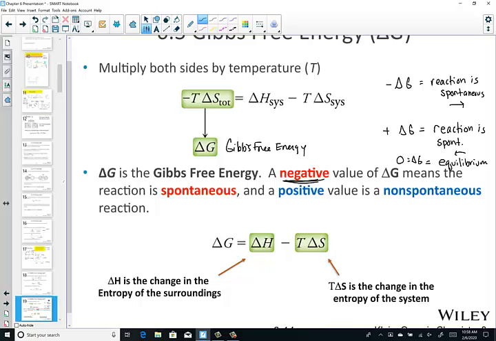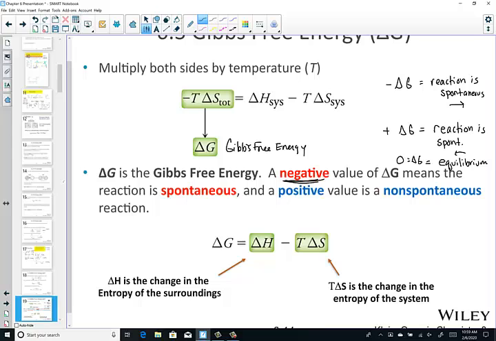Are we trying to drive a reaction forward? Well, we better have a negative delta G. Are we trying to drive a reaction in the reverse? Well, we better have a positive delta G. And those are our considerations when we start to propose mechanisms to drive chemical change.